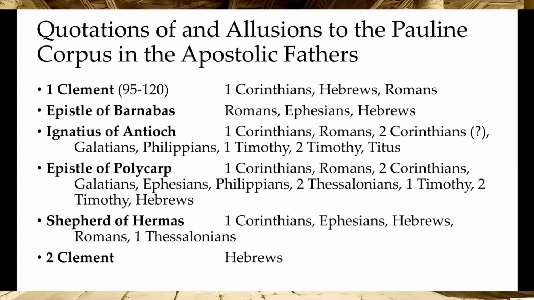Ignatius of Antioch has quotes from various Pauline letters that Ignatius seems to know about. The Epistle of Polycarp to the Philippians has allusions, at least, to these Pauline letters. By the way, the first time 2 Thessalonians appears is as an allusion in Polycarp's letter to the Philippians. And then there is the Shepherd of Hermas, where there are quotes and allusions. And of course, 2 Clement seems to know of Hebrews.